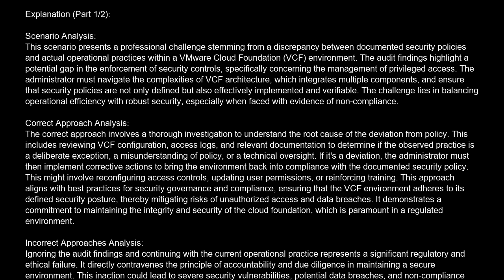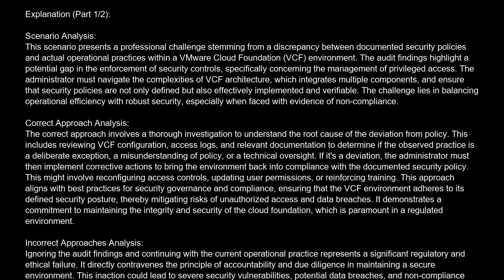If it's a deviation, the administrator must then implement corrective actions to bring the environment back into compliance with the documented security policy. This might involve reconfiguring access controls, updating user permissions, or reinforcing training. This approach aligns with best practices for security governance and compliance, ensuring that the VCF environment adheres to its defined security posture, thereby mitigating risks of unauthorized access and data breaches.